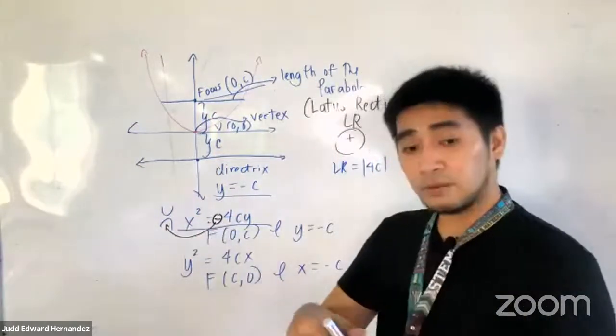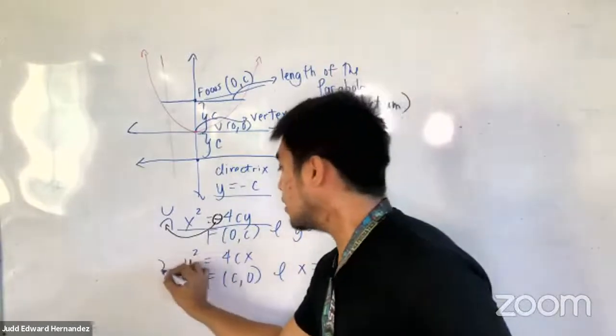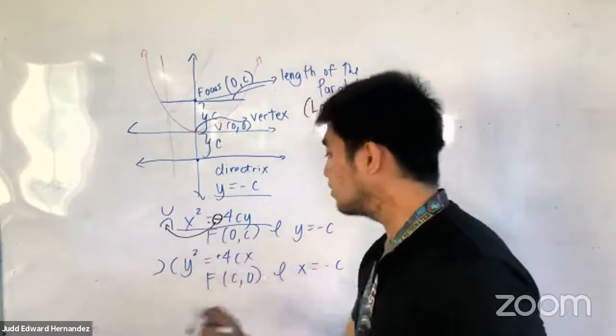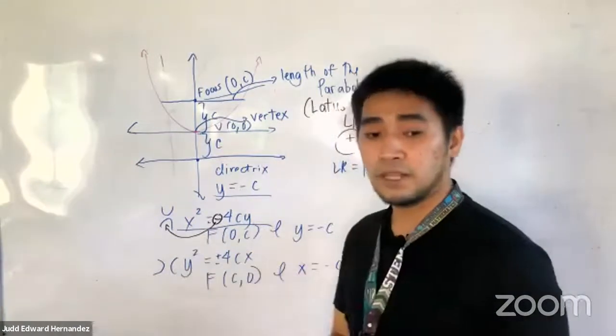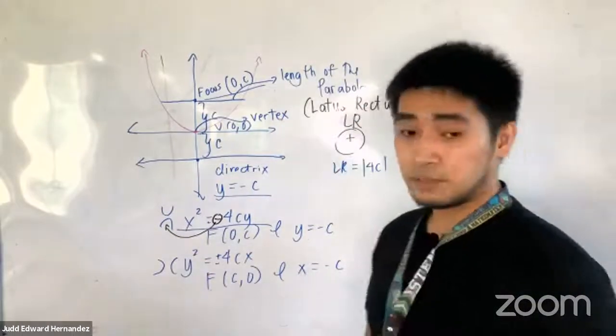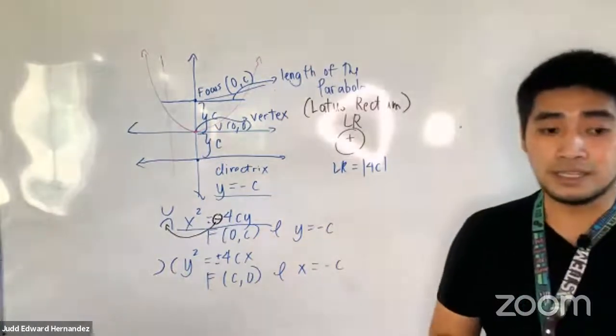Okay. And if our equation now is y squared is equal to 4cx, it is now either opening to the left or to the right. If it is to the right, positive. If it is to the left, the right side is negative. So these are the formulas that we will use: x squared is equal to 4cy and y squared is equal to 4cx.